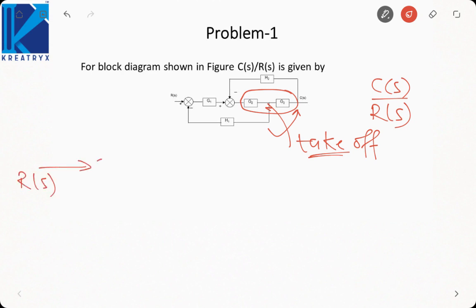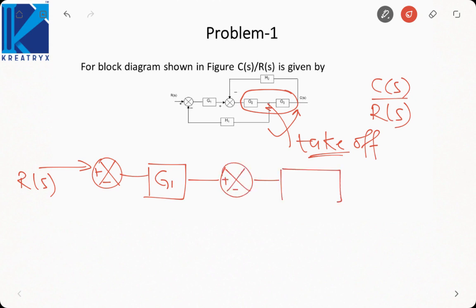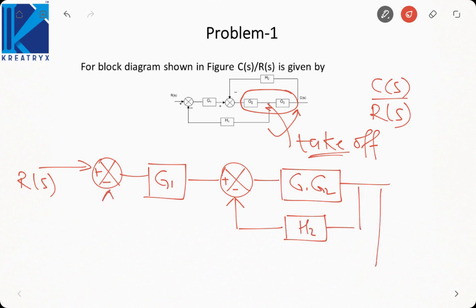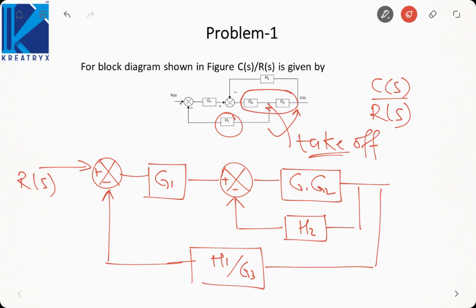It would be R(s), then plus minus G1, then plus minus. Now these two will come in cascade. It would be G1, G2. This would be the feedback H2, and here we will have another feedback. But now, since I have shifted this takeoff point after the block, we have to divide the takeoff point transfer function by the block transfer function, that is, it will be H1 by G3. If you remember the last lecture, I told you whenever we shift it after the block, we will take 1 by G.